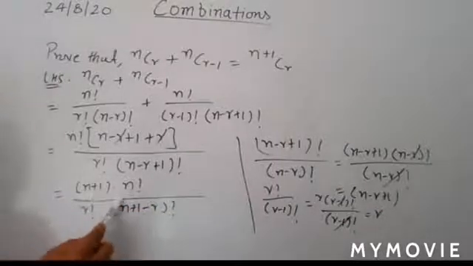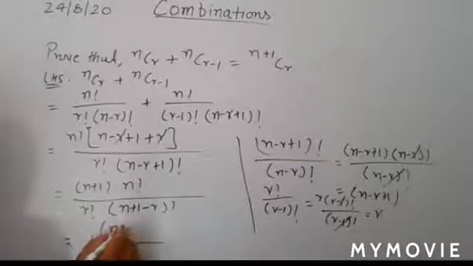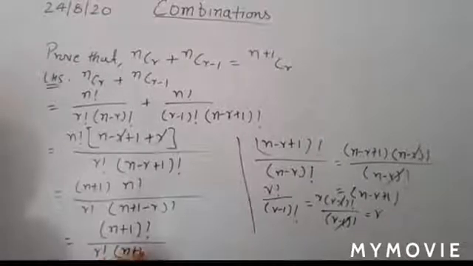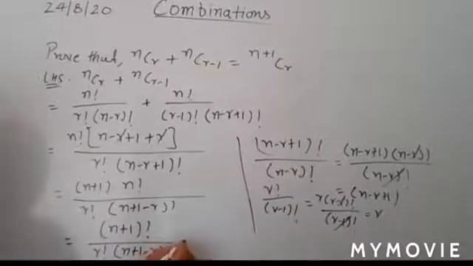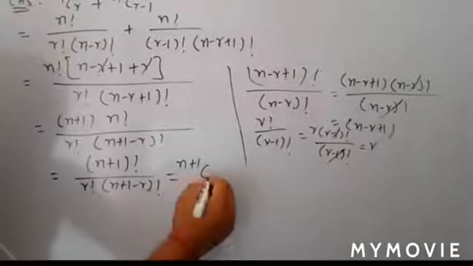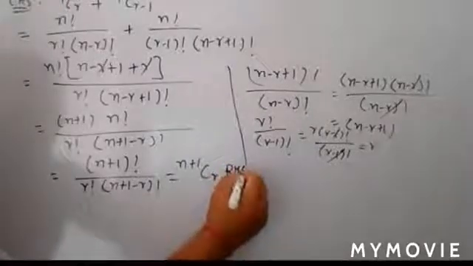And here you know the property, (n plus 1) into n factorial can be written as (n plus 1) factorial. So in the numerator here you have (n plus 1) factorial, divided by r factorial into (n plus 1 minus r) factorial. And just see what that is. So this is equal to (n plus 1)Cr. Just check it. That is equal to (n plus 1)Cr, and that is your right-hand side.